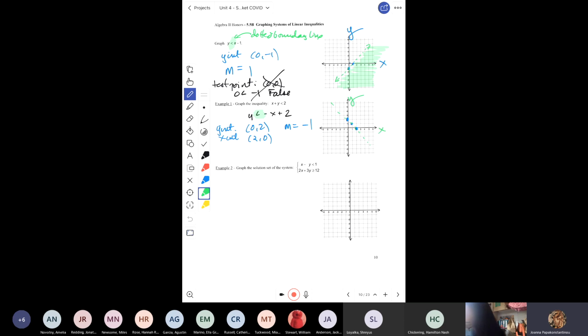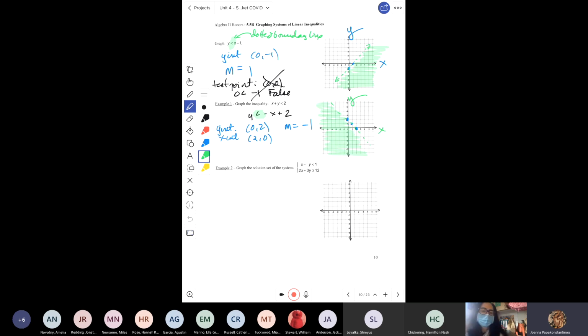Label your axes. And which region am I going to shade? Down and to the left or up and to the right? Down, test 0, 0 if you have to. 0, 0 is true. 0 is less than 2, right?